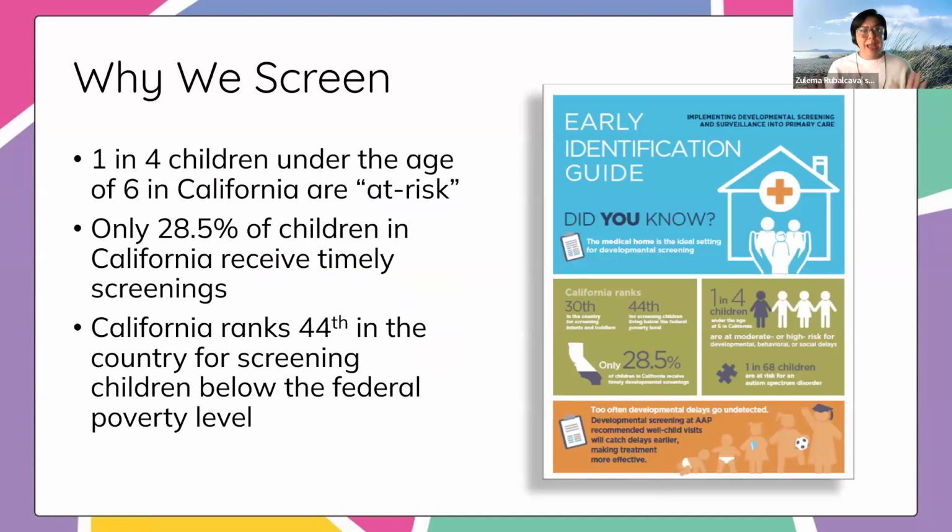So now that we have a general idea of what screening is, it's really important to understand why. Why should we screen? I'm going to use some data that I have from my area, which is San Francisco, the Bay Area. The reason why we screen is because research shows that there are at least 1 in 4 children under the age of 6 who are considered at risk. And that term at risk is pretty broad.